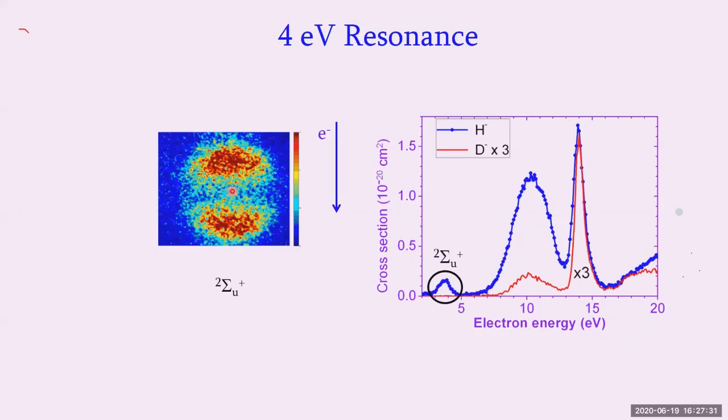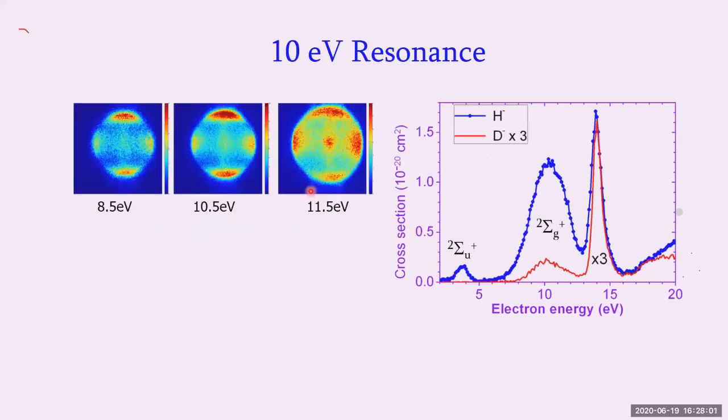So we look at the images of each of these resonances. The 4 eV resonance image is shown here, and as expected, you can see that this is forward-backward peaking, which shows it has a sigma u symmetry. So that is consistent with what has been discussed so far. And also you can notice that there is no forward-backward asymmetry about the 90 degree direction. Now you go to the 10 eV resonance at various energies.